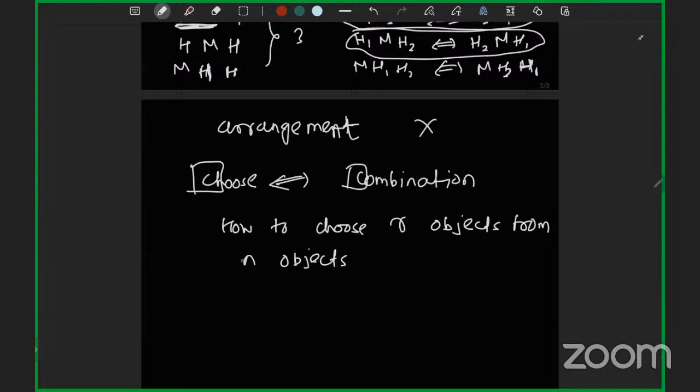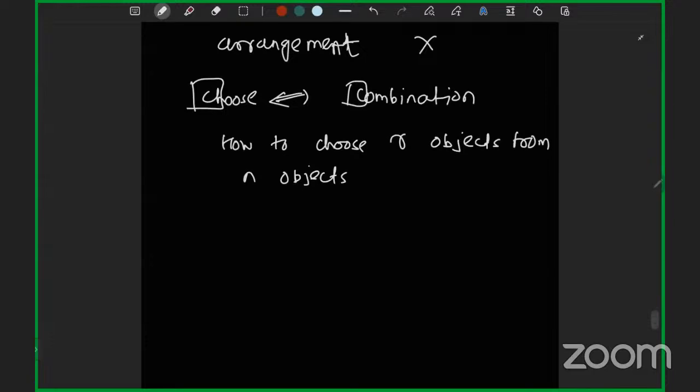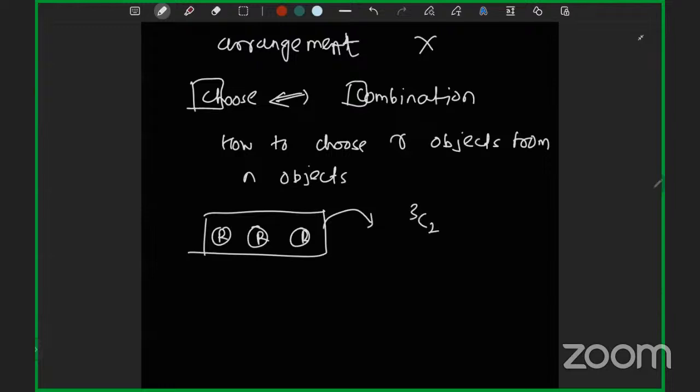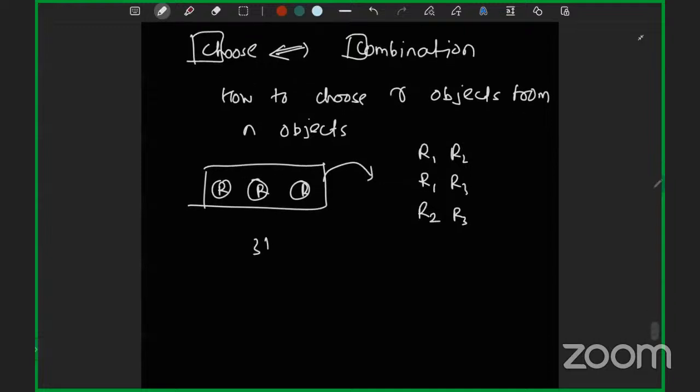It doesn't matter whether they are distinct or not. Maybe let's say all 3 are red balls or something, and I'm saying choose any 2. So that is like 3C2. We'll see what that is, but it doesn't matter. If I choose, let me give names R1 R2, or R1 R3, or maybe R2 R3, like that. First let's see how to decipher 3C2, then I'll write the cases.